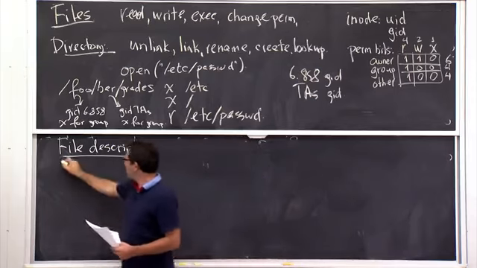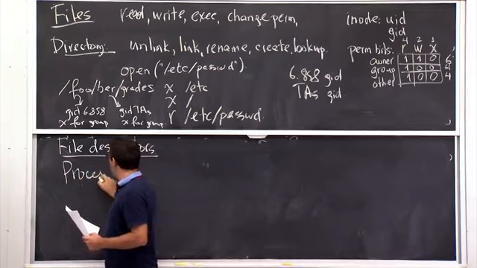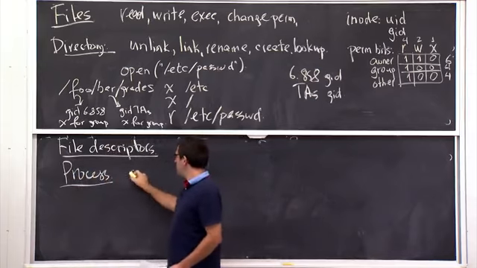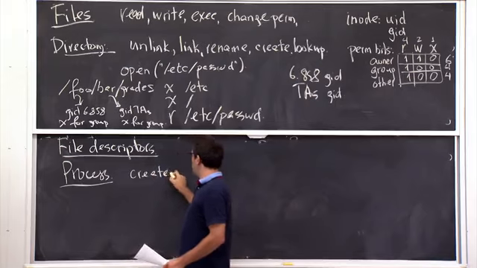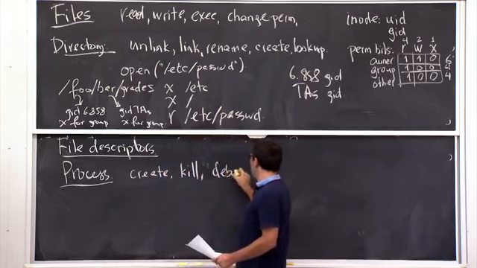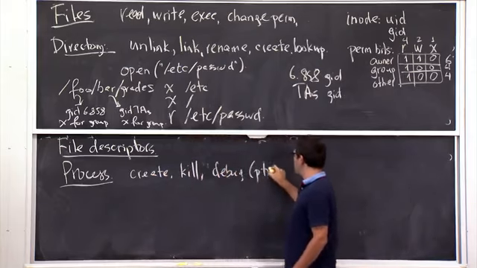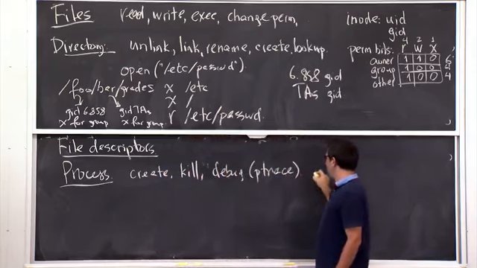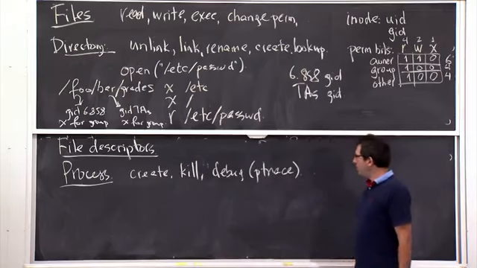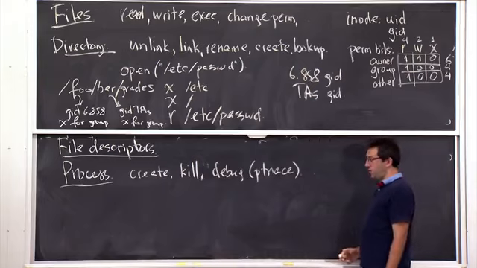OK, so what about processes? What are the rules there? What can you do to a process? In Unix, it's fairly simple. You could create a process, you could kill it, you could debug it. There's this mechanism called ptrace in Unix, and probably a couple of other things. And the rules are relatively straightforward.